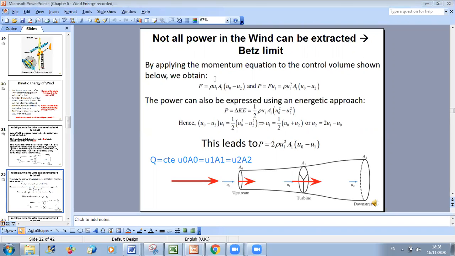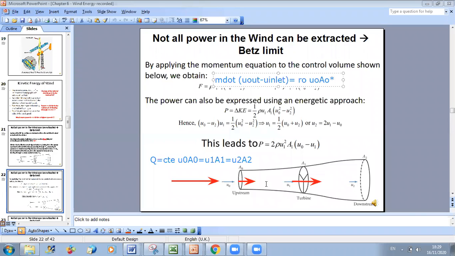So, for mechanical engineers, you know that if you apply linear momentum, F is m dot times u out minus u inlet. So here, if you consider your figure, what is m dot? The mass flow rate. The mass flow rate can be calculated as rho times u0 A0 or rho times u1 A1, because they are equal. Times what? Times the velocity at the inlet upstream.